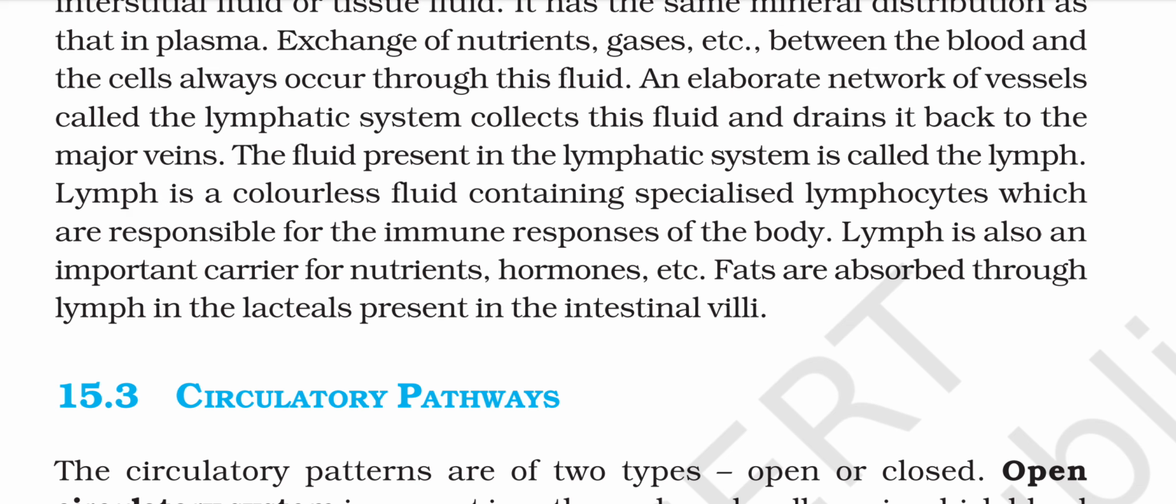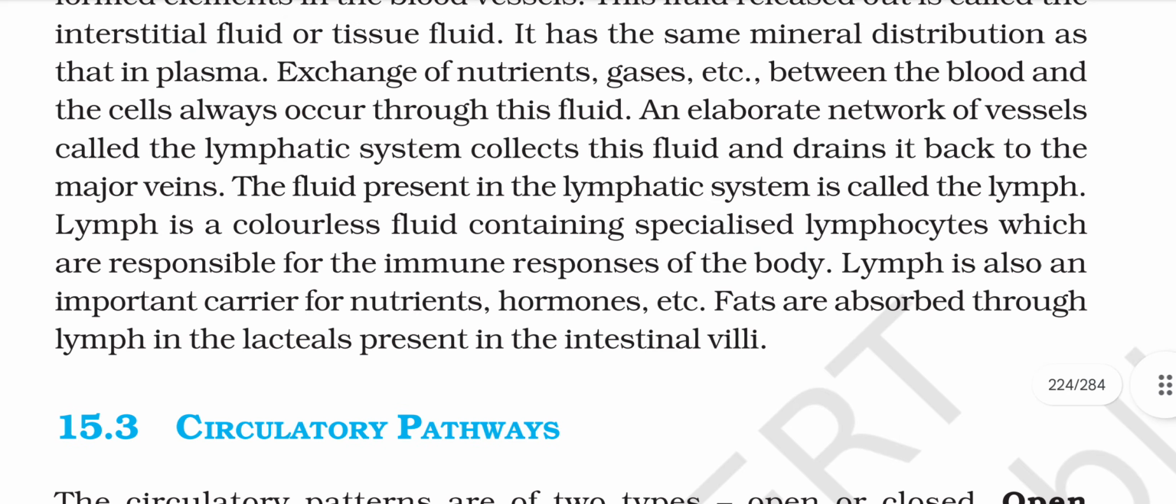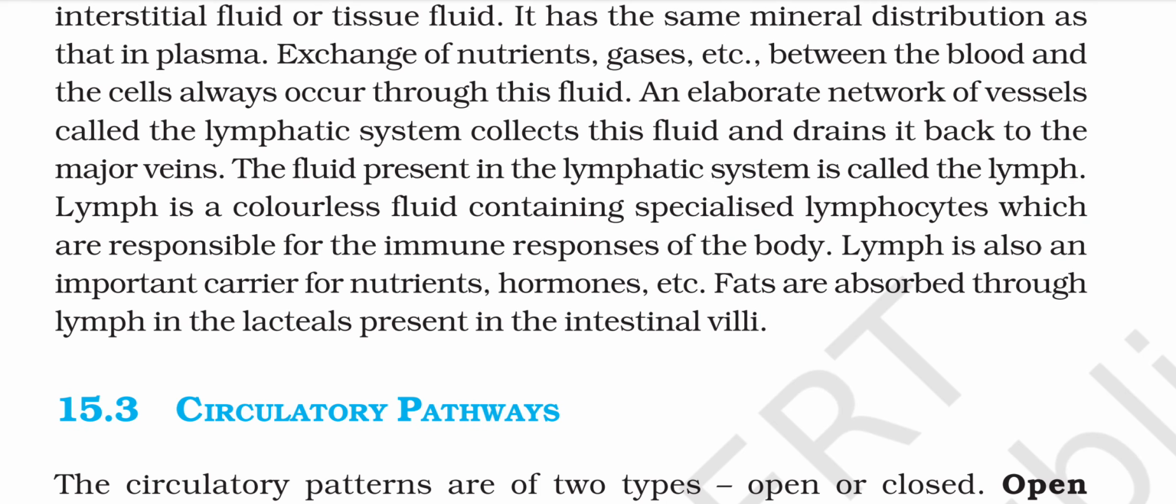The fluid present in the lymphatic system is called lymph. Lymph is a colorless fluid containing specialized lymphocytes which are responsible for the immune responses of the body. Lymph is also an important carrier.